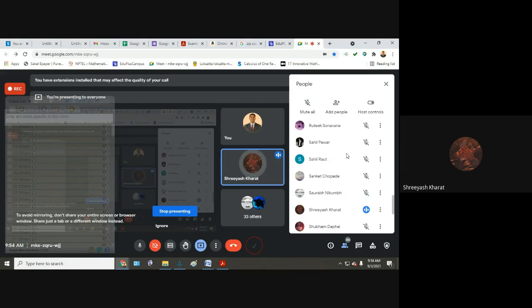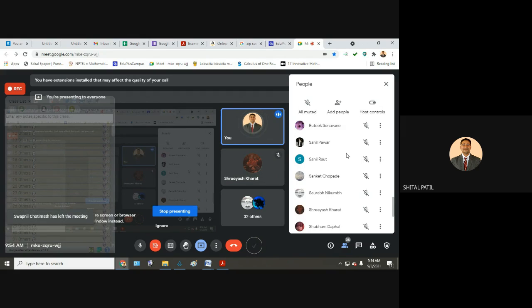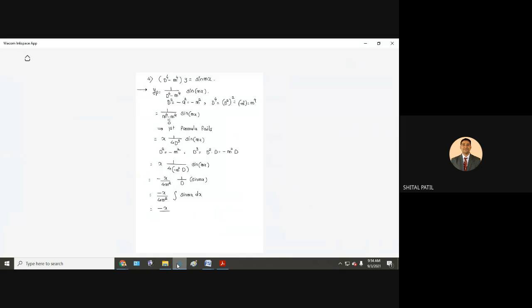Sir, I got plus 4m cube. It shouldn't be plus, how would plus come? x upon 4m cube into sin mx. Okay, plus comes, that is correct. The final answer is positive, no doubt. Okay, those who are not able to solve, please go through the answer. If any doubt is there, let me know. Saurabh, check why you are getting the plus sign. Sorry, minus sign.